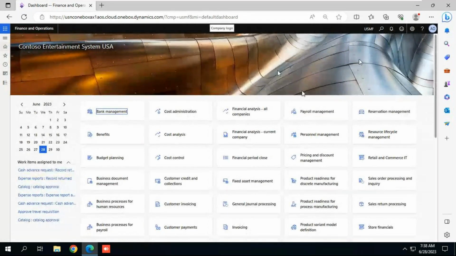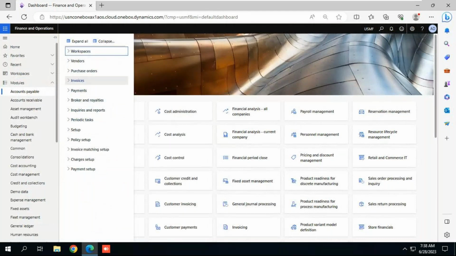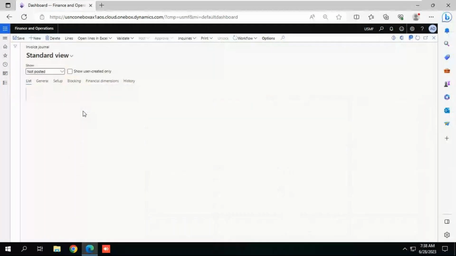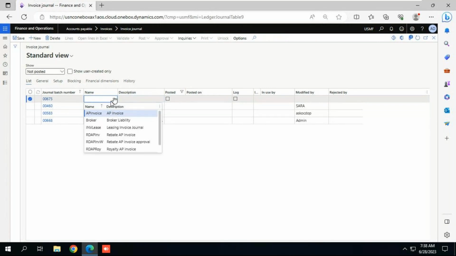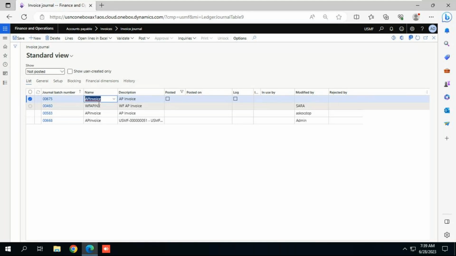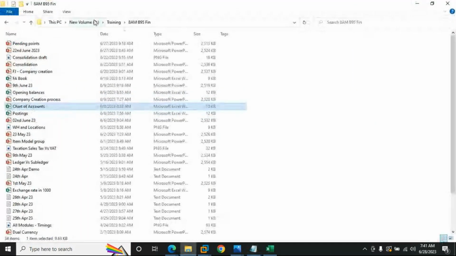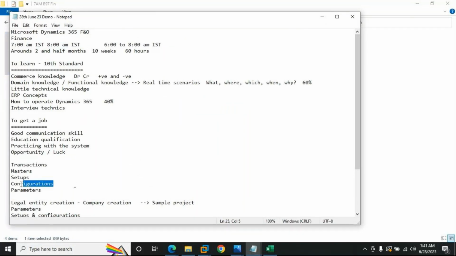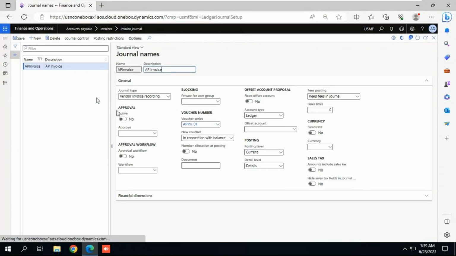In this USMF company, go to the accounts payable module, collapse all, invoices, vendor invoice journal. Click on the new button and select the journal name. How to create this journal name, I will explain to you. This is a configuration, and you are going to learn configurations. This is one function you need to understand. You will understand this later. So I have selected the journal name.